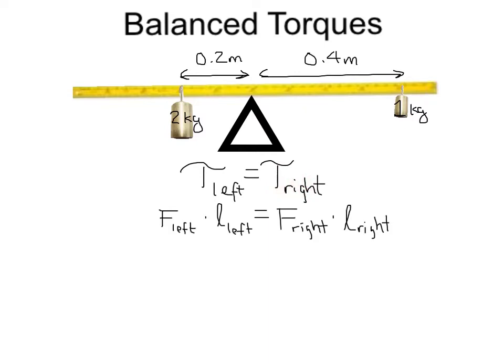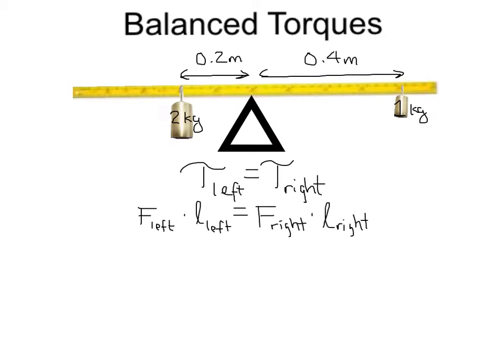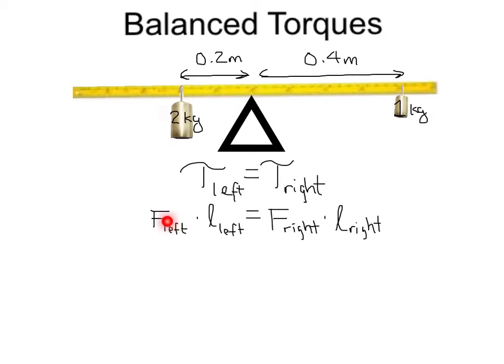For these torques to be equal, the force on the left times the lever arm on the left will have to equal the force on the right times the lever arm on the right. The forces the masses exert on the meter stick are their force of gravity, which is just mg. The force on the left would be the mass times g on the left times that lever arm. The force on the right would be mg times the lever arm on the right.